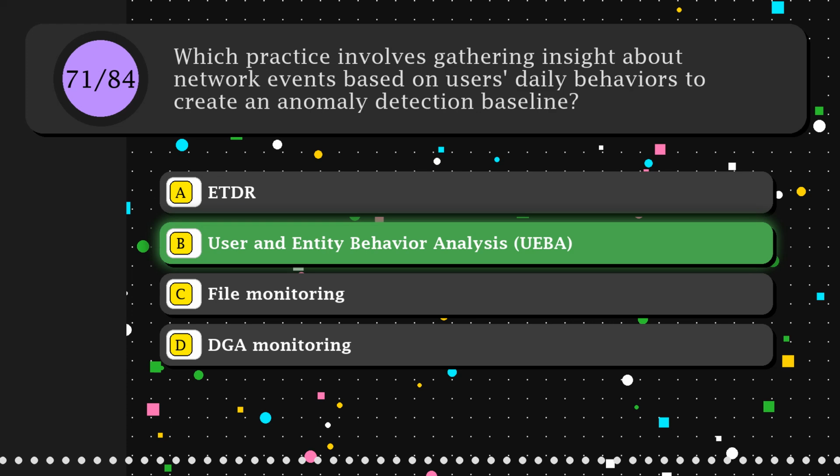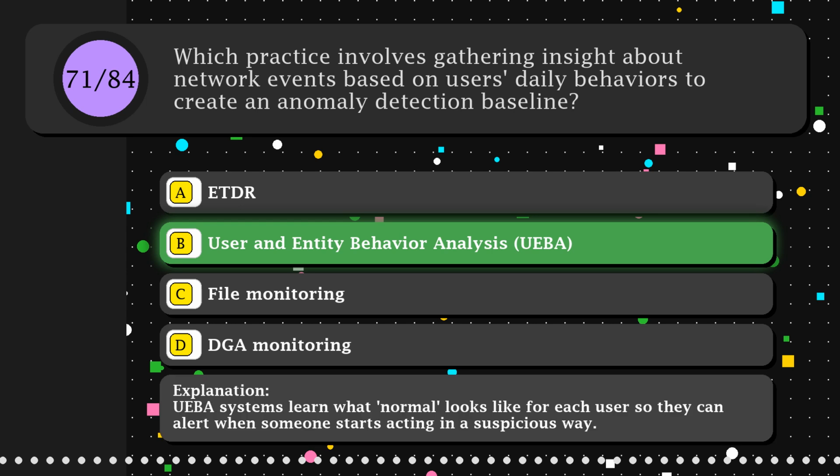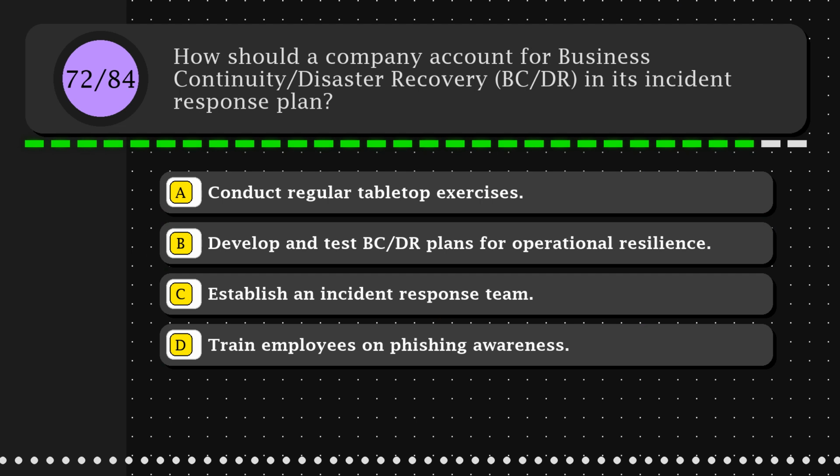The correct answer is option B, User and Entity Behavior Analysis, UEBA. UEBA systems learn what normal looks like for each user so they can alert when someone starts acting in a suspicious way. Question 72. How should a company account for business continuity/disaster recovery, BC/DR, in its incident response plan?